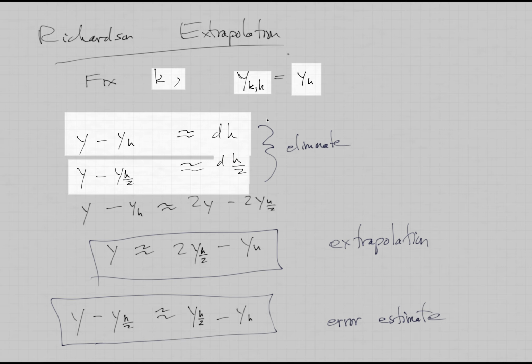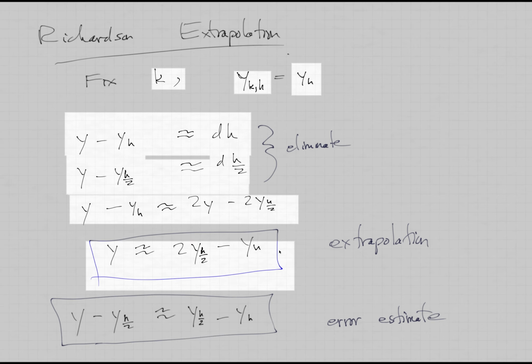Now, multiply the second equation through by 2, and then the two right-hand sides are equal. Therefore, the two left-hand sides are equal. So we get that y minus yh is equal to twice y minus yh over 2. Now there's two useful ways to solve this equation. We can just solve for y, and this gives us Richardson's extrapolation.